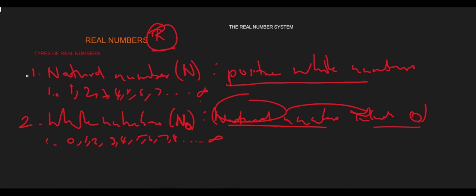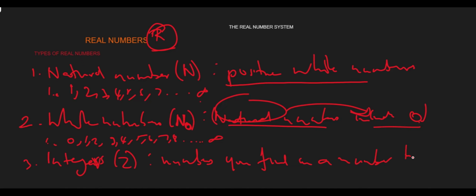The third one now are your integers, denoted by a Z. So integers are numbers you find on your number line. It means that your integers can either be positive or negative.